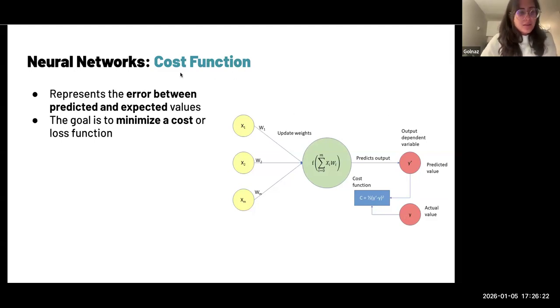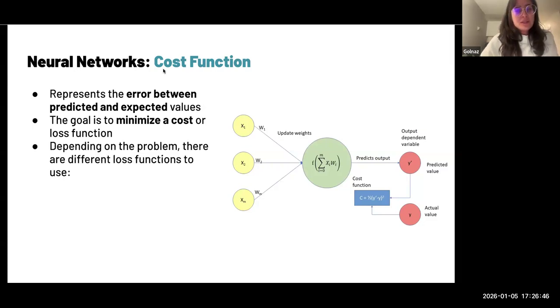So yes, we have the cost function. It represents the error between what is predicted and what is expected in the data set. And the goal is to minimize this cost, or loss function, as they also call it, so that once we have minimized the cost, then we can say that our neural network is predicting as closely to reality as possible. So it has learned the patterns.